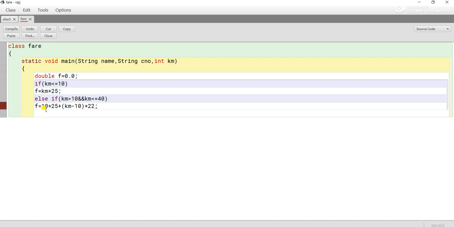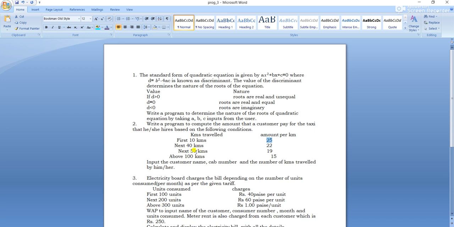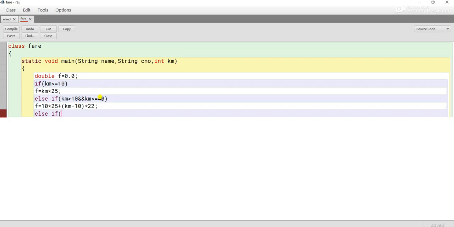This is the calculation. Again, else if, the third condition is more than 40 and less than, you can see. For the next 40 kilometers, sorry I made a mistake, the first 10, next 40 kilometers means after 40 kilometers it becomes 50 kilometers. So the condition here becomes 50. What is the meaning of next 40? After 10, we need to add 40 kilometers, so it becomes 50.